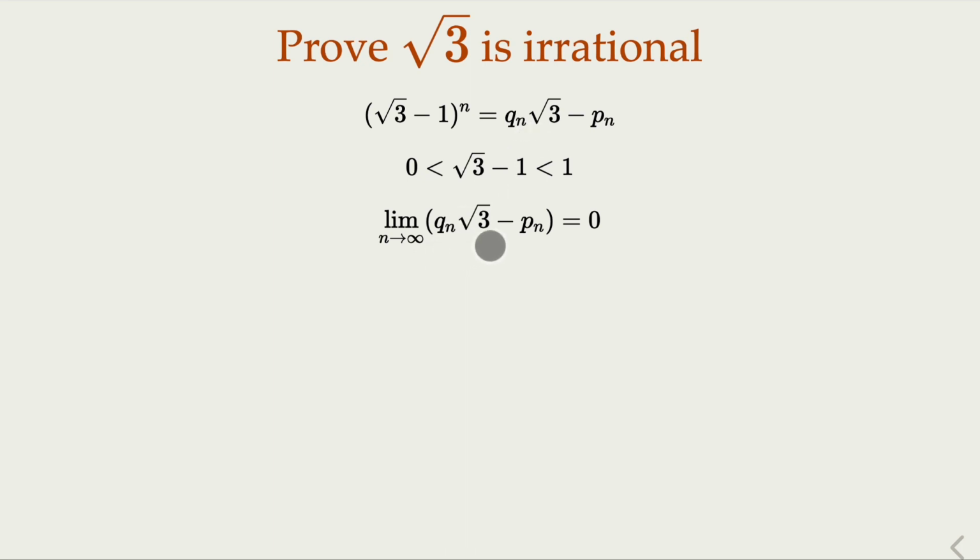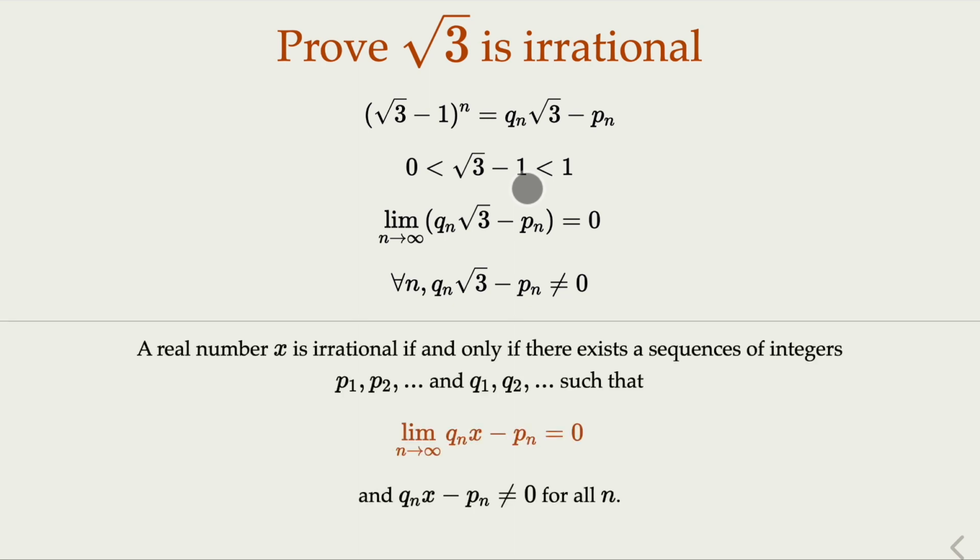Okay, so that sequence satisfies this condition, and in the meantime, it cannot be 0 because why? Square root of 3 minus 1 is strictly greater than 0. If you raise it to the nth power, it can never be 0. Okay, that satisfies the condition. Earlier, the theorem says that if there exists a sequence with this limit and not equal to 0 for all n, then x must be irrational. So here is the proof.